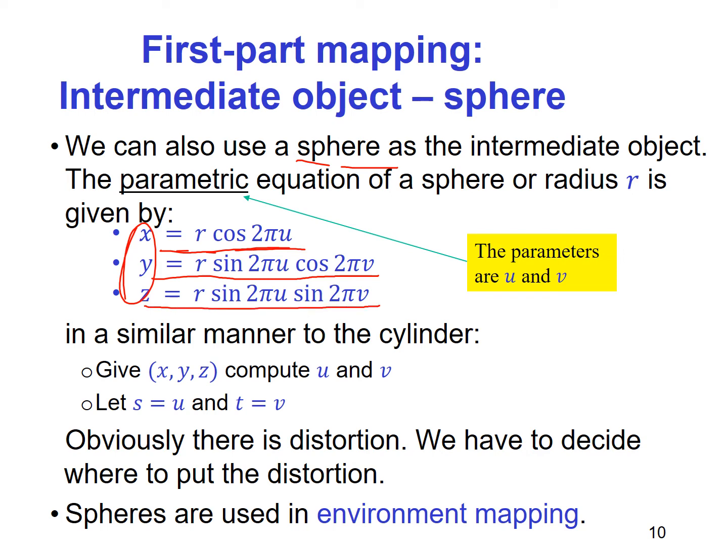In a similar manner to the cylinder, given x, y, z, we compute u and v. And if we let s is equal to u and t is equal to v, we have a mapping from the x, y, z coordinates of the object to the s and t coordinates of the image. Obviously, there will be some distortions and we have to decide where to put the distortions. Spheres are used in environment mapping.